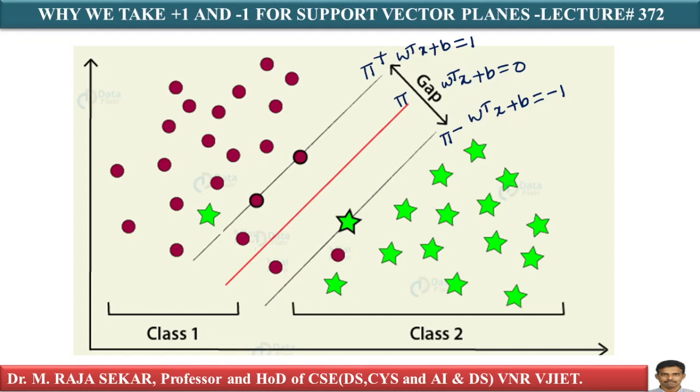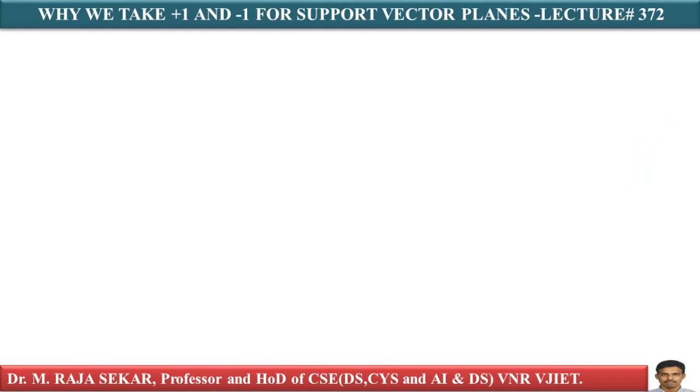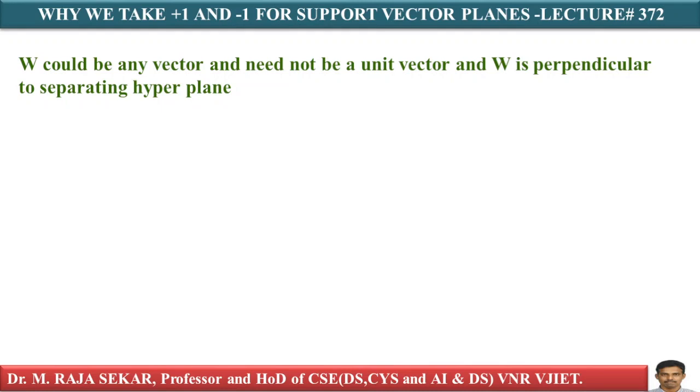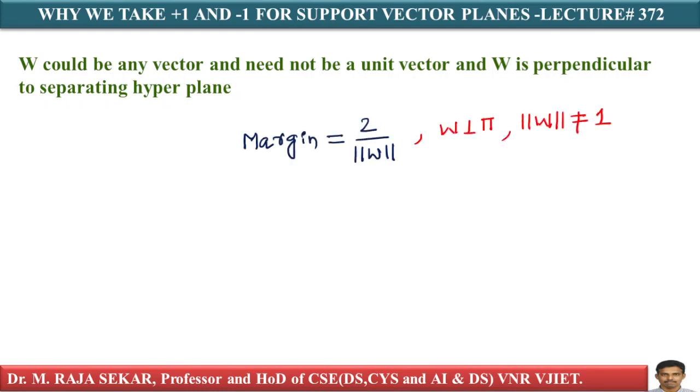Why +1 and -1? The question is why +1 and -1 on the right-hand side of the hyperplanes pi plus and pi minus. Why did you take +1 and -1? It is a very good question. Here W could be any vector, that one must understand. W could be any vector and need not be a unit vector. W is perpendicular to pi. It could be of any length.